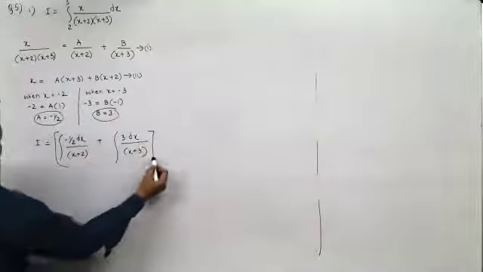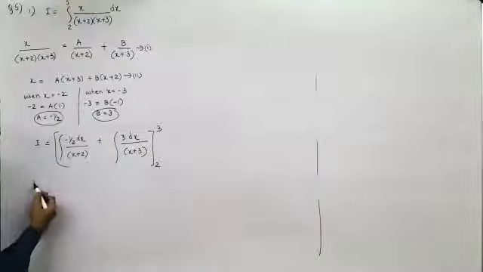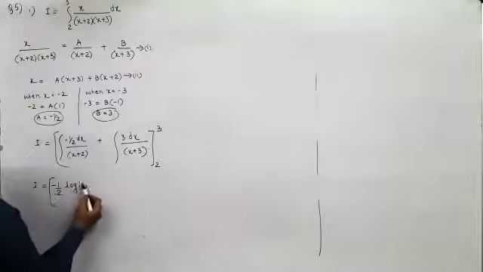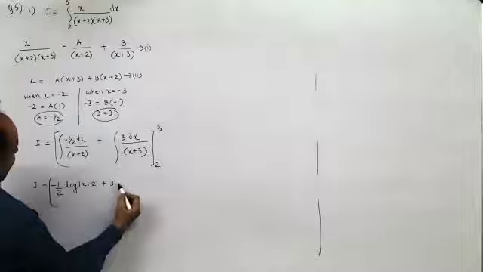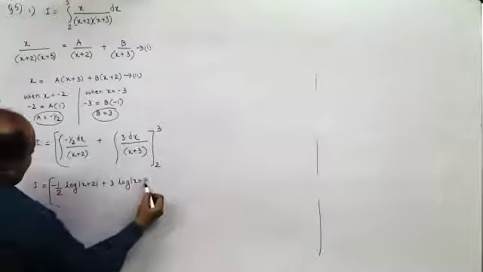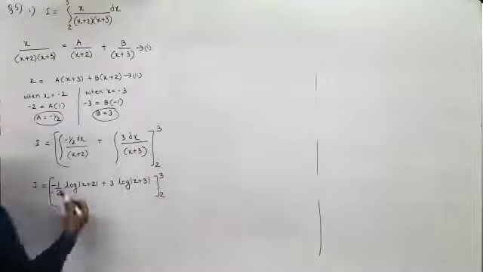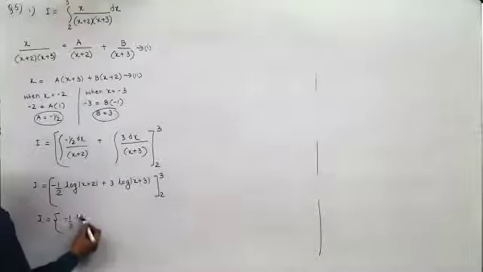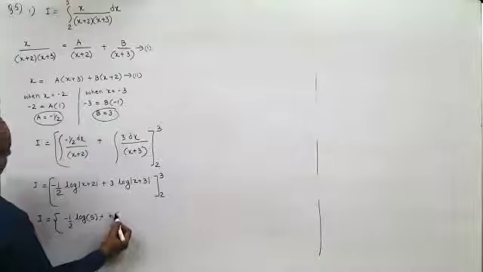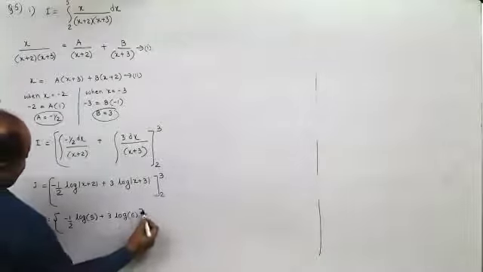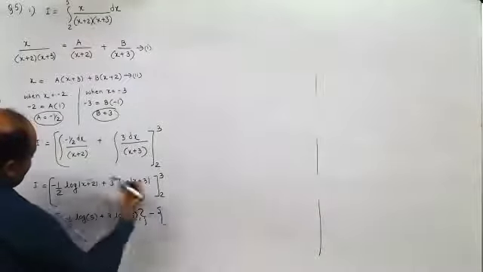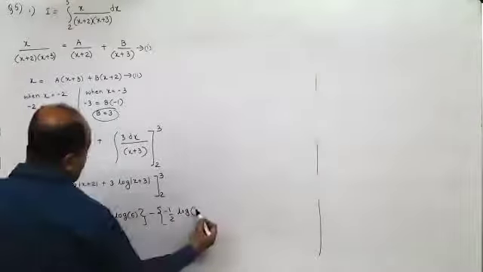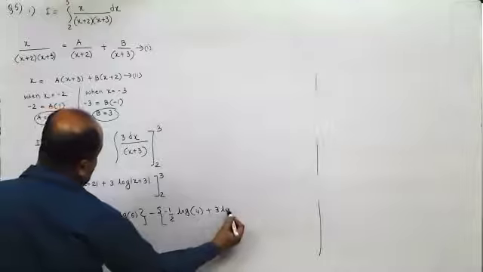And this would be between the limits 2 and 3. When I solve it further, I get minus half here. This is 1 upon x, so it would be log of x plus 2. Then I'll take 3 out. This would be log of x plus 3. And between 2 and 3, I'll first substitute the upper limit. I'll get minus half log of 3 plus 2, which is 5, plus 3 log of 3 plus 3, which is 6. Then minus of, I'll substitute the lower limit, minus half log of 2 plus 2, which is 4, and here plus 3 log of 2 plus 3, which is 5.